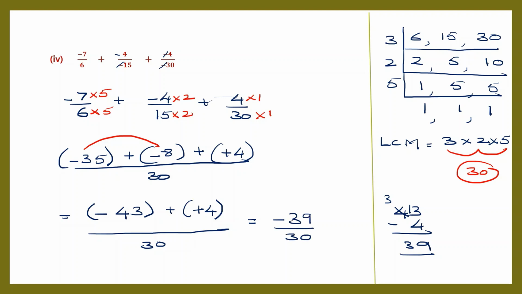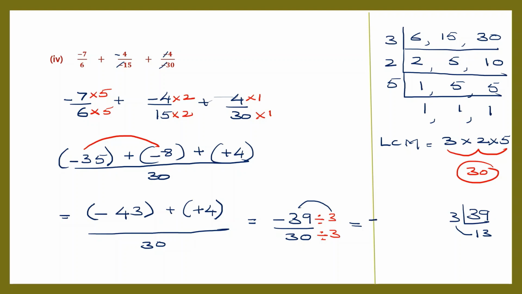Now as you can see, both 39 and 30 are divisible by 3. So that means we can bring it down to the lowest term. So what do we get here? When we divide 39 by 3, let's do short division to find out. 3 ones are 3, 3 threes are 9. So 3 into 13 is 39. So that's minus 13. And here 3 tens are 30. So we get minus 13 by 10, which is our final answer.